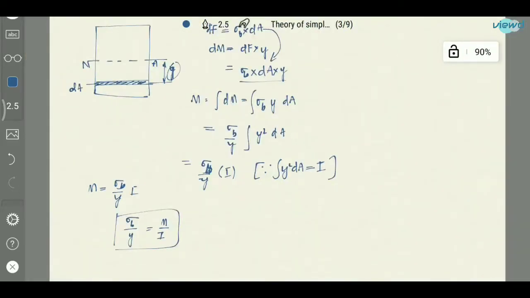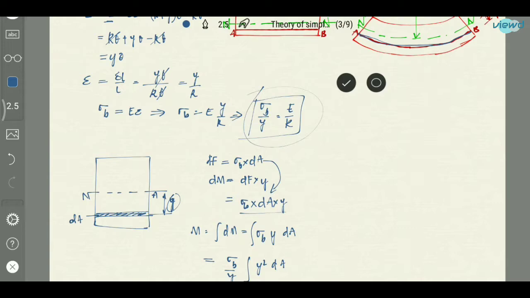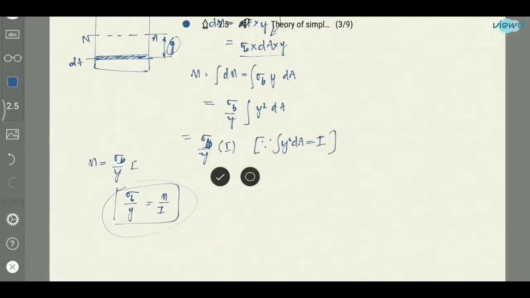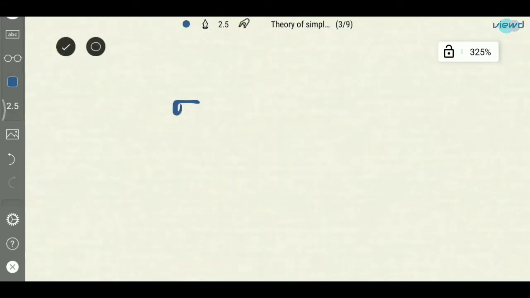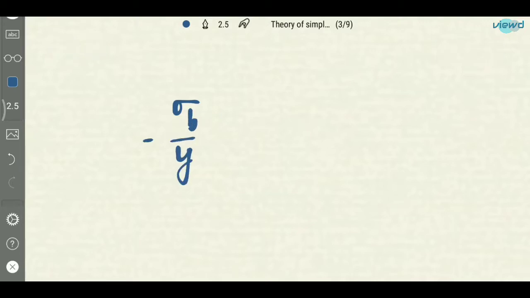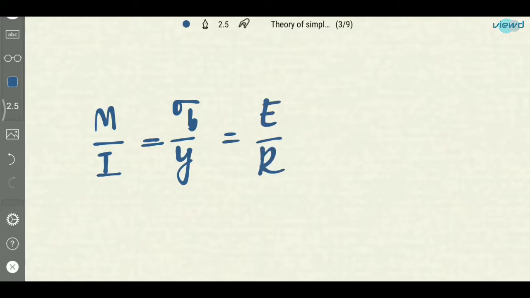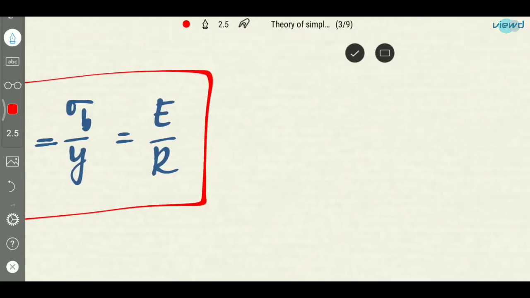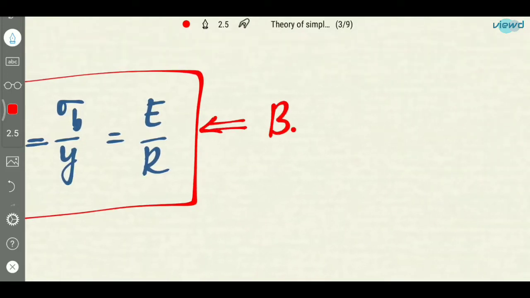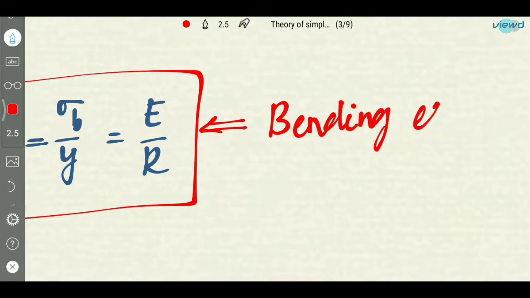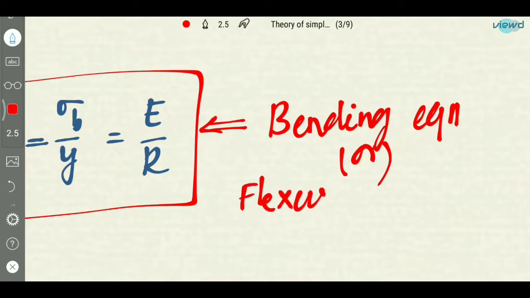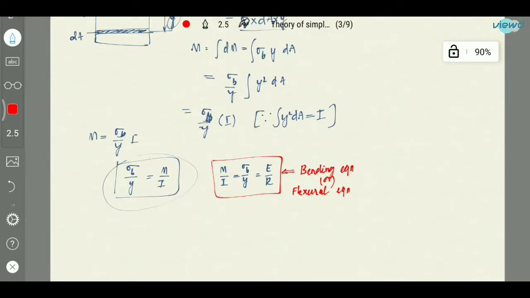We have got one equation. Sigma b by y is equal to E by R, and sigma b by y is equal to M by I. If we combine both equations, we will get sigma b by y equal to M by I, which is equal to E by R. So this equation is called the bending equation, or it can also be called the flexural equation. So now we have derived the equation.